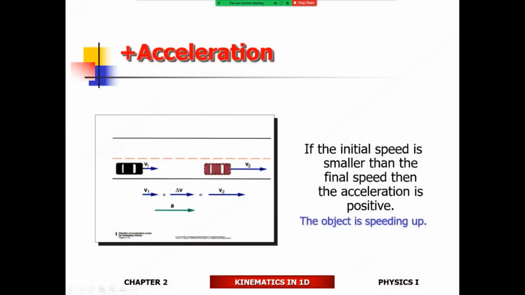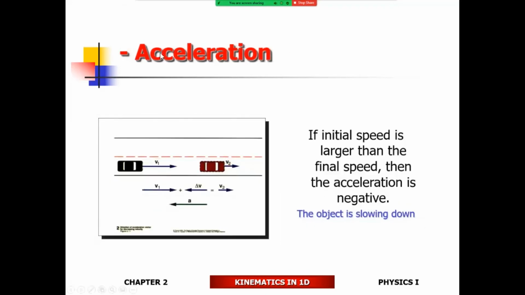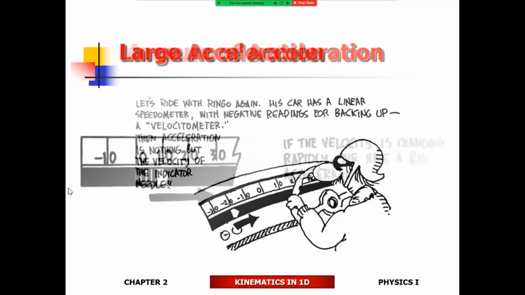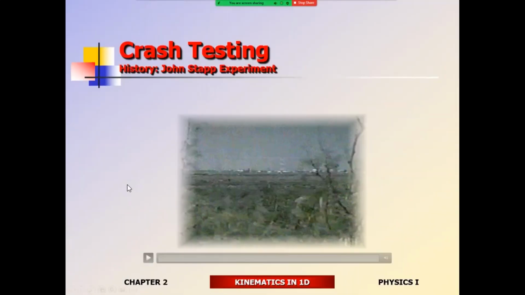Positive acceleration means something is speeding up. So the positive acceleration usually happens along the direction of motion. If the acceleration is pointing along the direction of motion, it's going to be positive. Final velocity is going to be larger than the initial velocity. Negative acceleration means that the object is slowing down. Acceleration is usually pointing in the opposite direction of motion, which means it's slowing down. The initial velocity is larger than the final velocity.